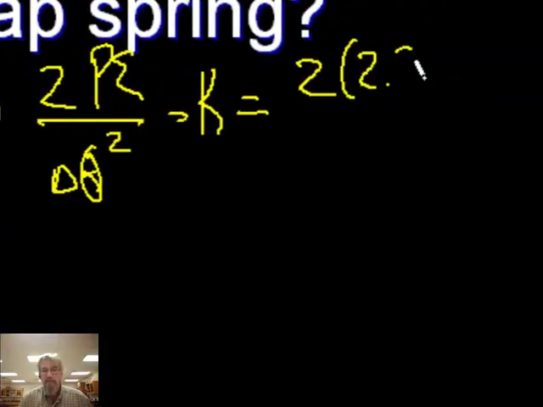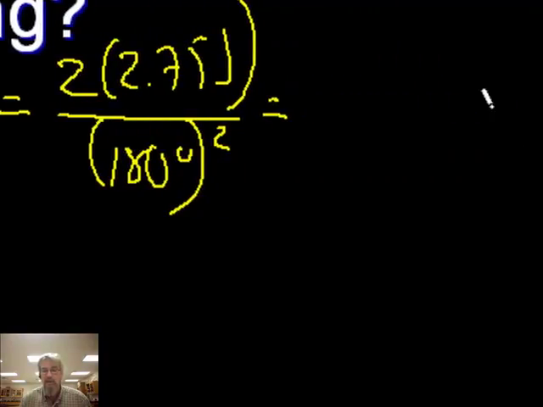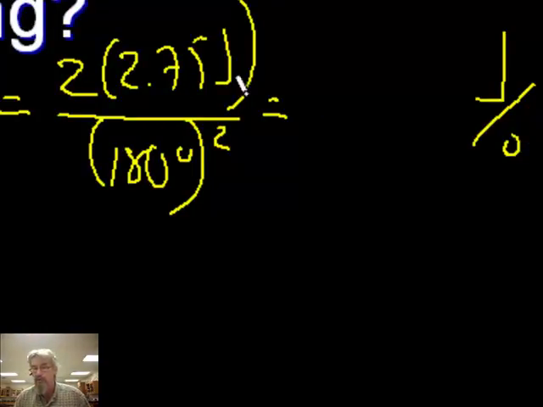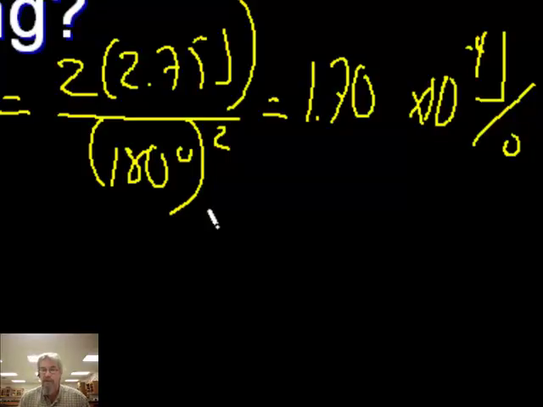So 2 times 2.75 joules divided by 180 degrees quantity squared is going to give us units of joules of energy per degree stored. If you do the arithmetic here, you come up with 1.70 times 10 to the negative 4th joules per degree. Quite often, coefficients of torsional springs are not in joules per degree, but they'll be in joules per radian, which is really just joules because radians are unitless. So if you see that, you'll know what you're seeing.